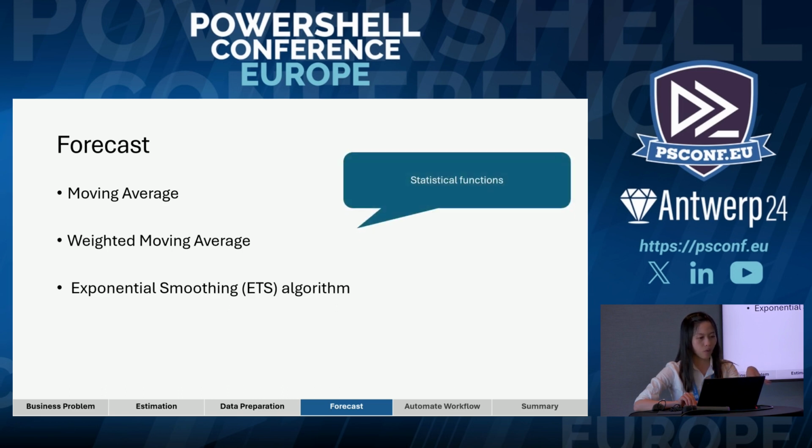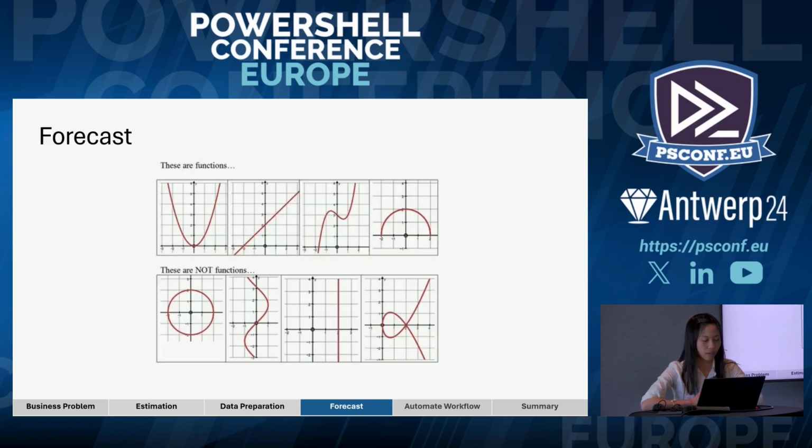And remember that those are what we call statistical functions. What does it mean? It means that for every single value of X, there is only one value of Y. For example, in an Excel file, those are statistical functions: sum, average, moving average, weighted moving average. They calculate values related to statistical distribution and probability. Here, every X only has one Y.